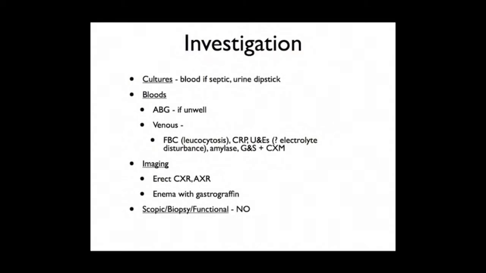You then, of course, want to do an abdominal x-ray, looking for the particular features of small and large bowel obstruction. And finally, you can think about doing an enema with gastrographin to get more of an idea about any colonic problems. Why would we be using gastrographin, Ed?